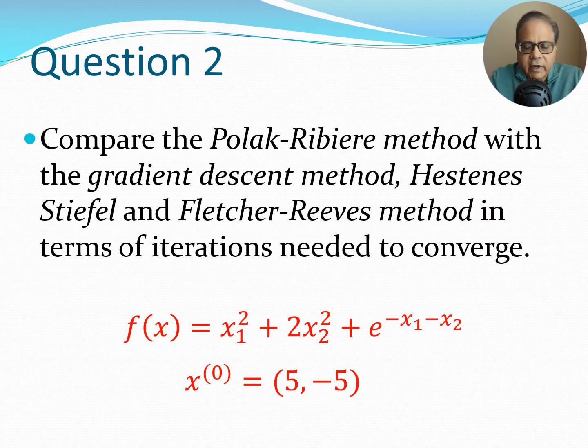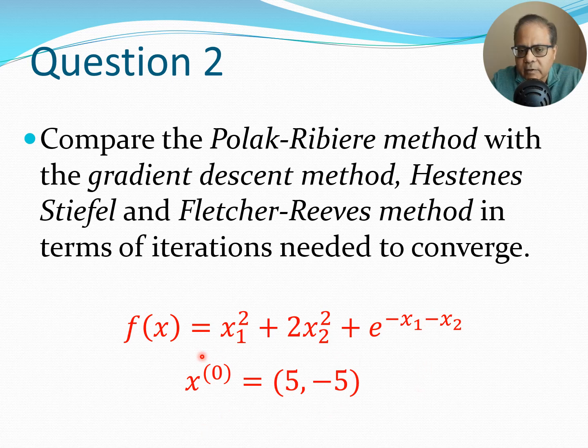Of course, one of the advantages of having code is that I can now go back and check with the different methods I have created. So remember, in the previous lectures and tutorials, we have looked at different methods. So let us now compare this Polak-Ribiere method with gradient descent, with Hestenes-Stiefel and Fletcher-Reeves. Remember, Hestenes-Stiefel and Fletcher-Reeves are two more conjugate gradient methods, and find out how many rounds of iterations are required to converge on the same function given here.